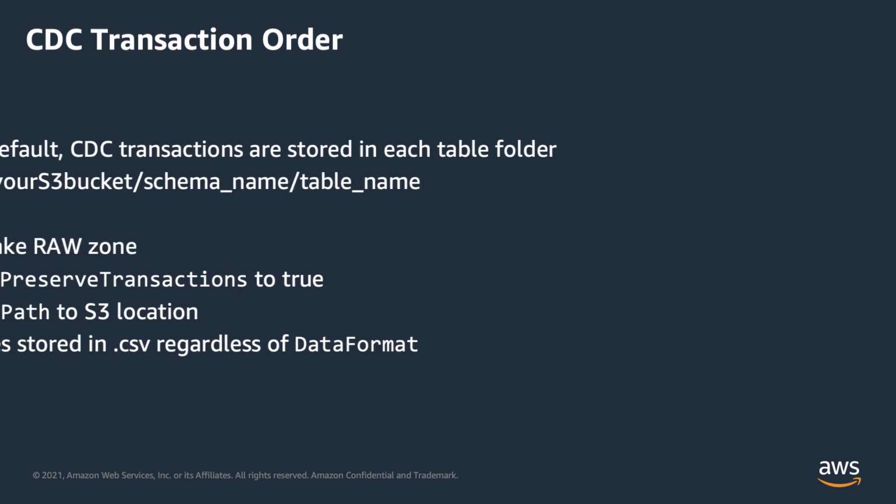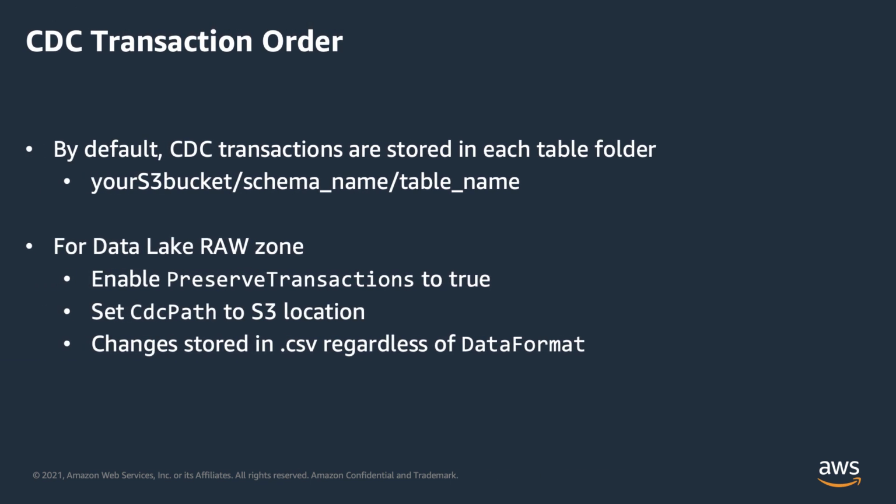Now let's look into CDC Transaction Order. By default, new CDC data for each table is stored in the prefix of that table. What I mean by that is as new data comes in for the table, data will be stored in your S3 bucket/schema name/table name.